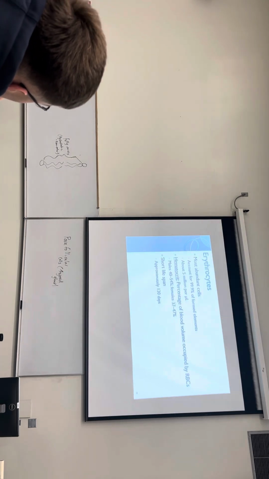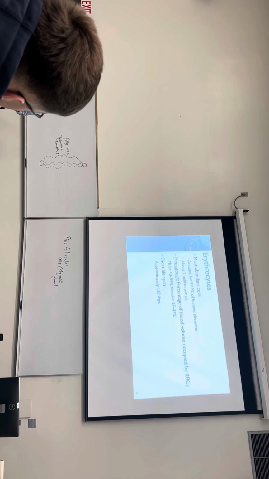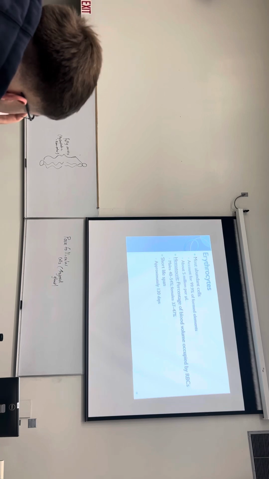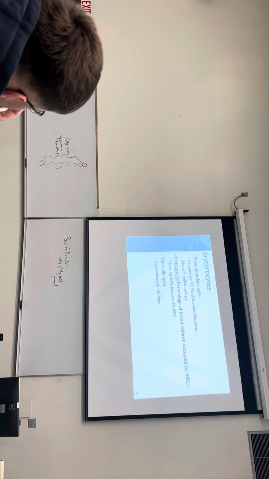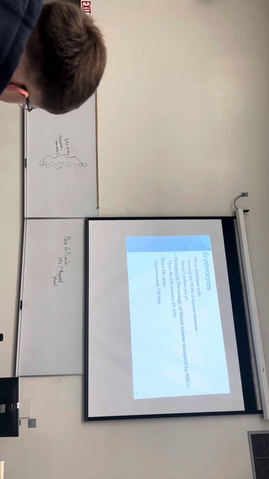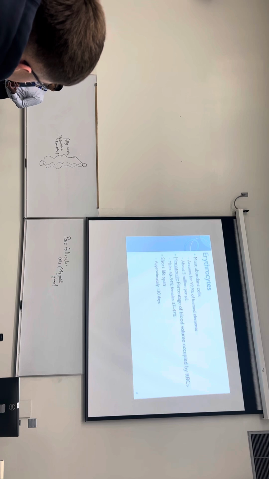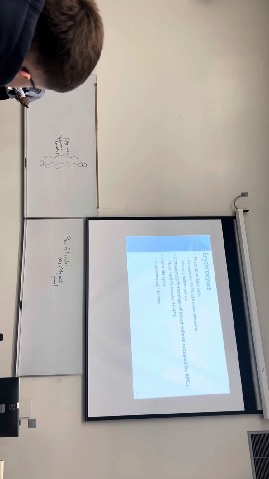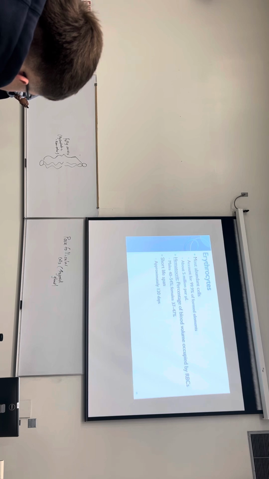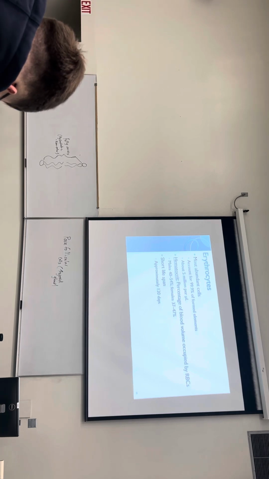So let's talk about erythrocytes. What are erythrocytes? Red blood cells. They're the most abundant, right? They're between 3 to 5 million cells per microliter. Okay? They are the bulk of the formed elements.